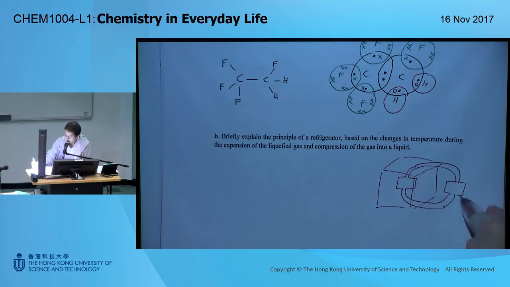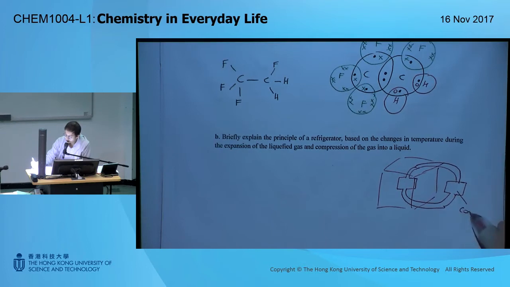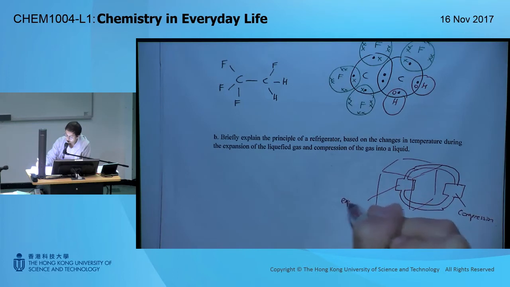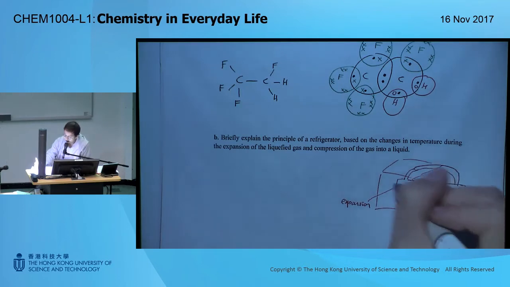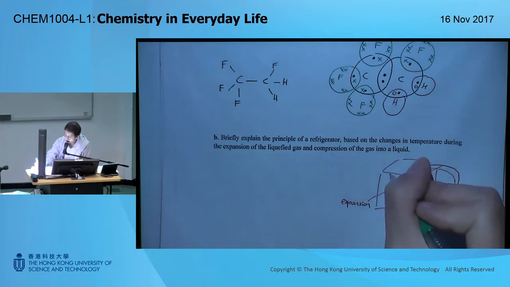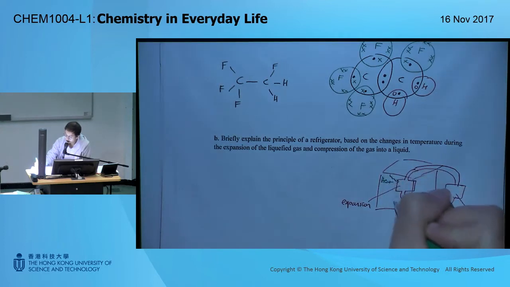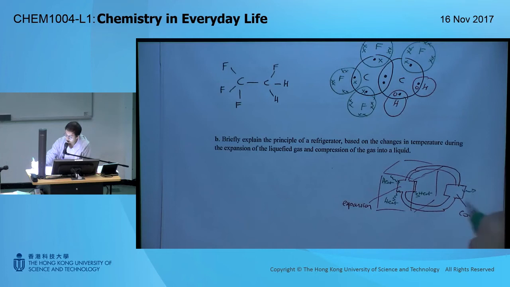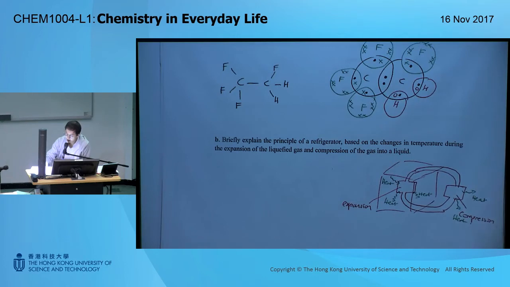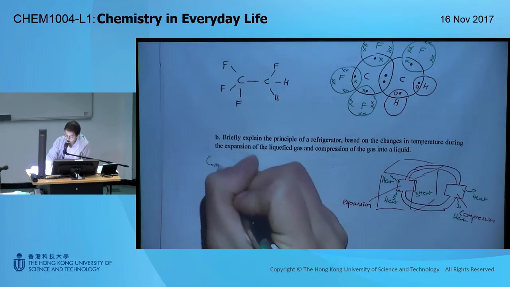So on the outside, we have a compression pump. So this is where compression takes place. And on the inside is the expansion chamber. And heat on the inside is absorbed in this process because gas expansion absorbs heat. So that's why on the inside it gets colder. And on the outside, compression of gas releases heat. Okay, so that's why the back of the fridge is hot. Okay, so we can explain this in words.